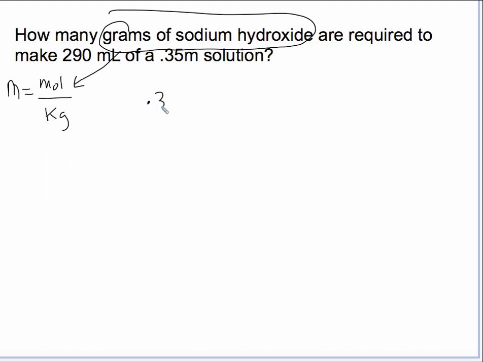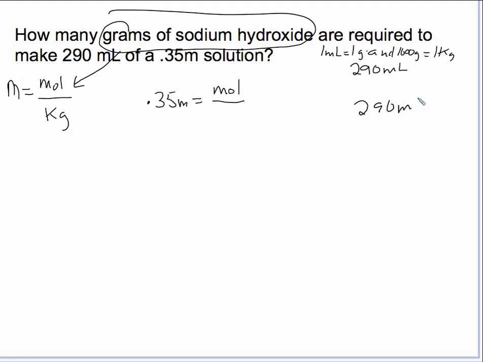We know that little m is 0.35 m. That's going to equal the moles divided by the kilograms. Well, we have 290 milliliters. Remember that 1 milliliter equals 1 gram, and 1,000 grams is equal to 1 kilogram. So when you have a number like 290 milliliters, you just move the decimal 3 spots to the left: 1, 2, 3, and that changes it into kilograms.